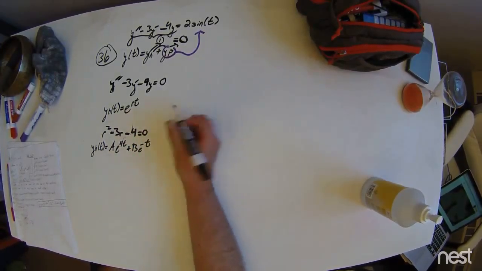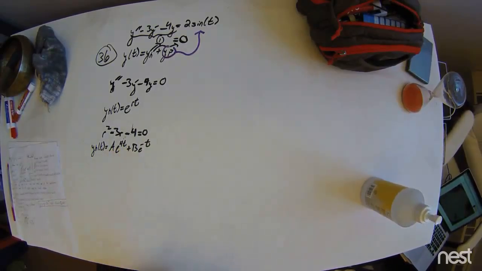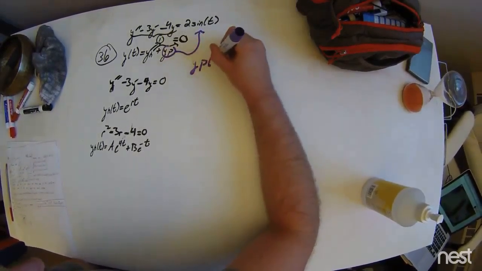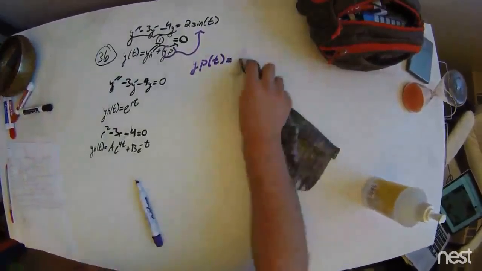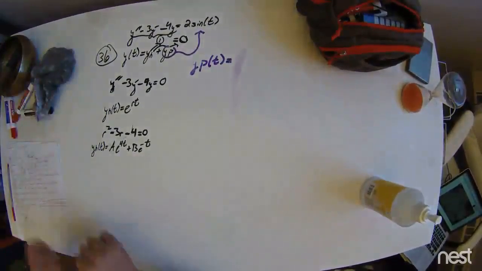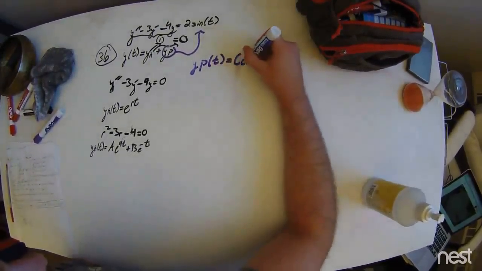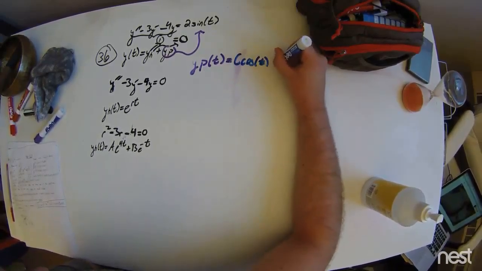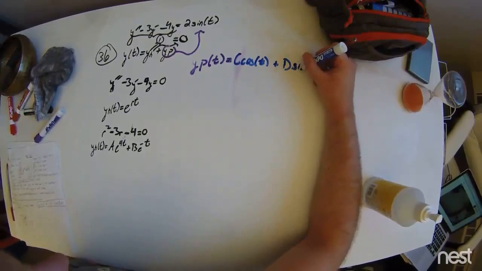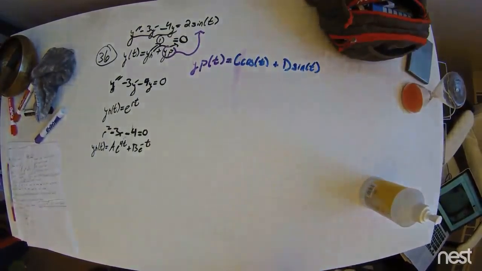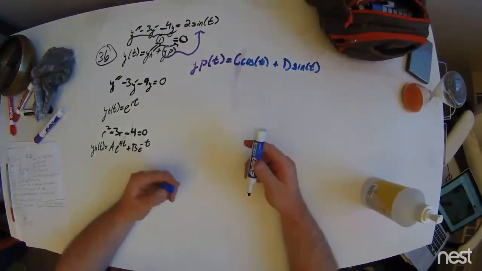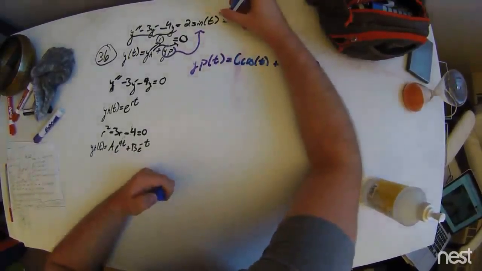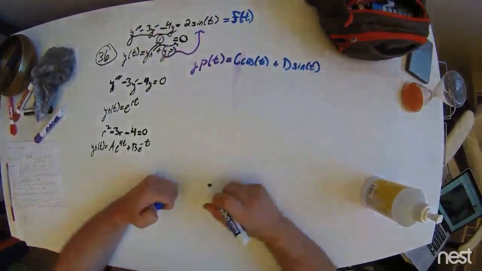Now, time to get to y particular. Y particular, in this case, is going to be a linear combination of sines and cosines: c cosine of t plus d sine of t. We assume a solution like this because sine is coupled with cosine, and because of that, if one of them is present in the forcing function f of t, we have to guess that both of them are in the particular solution.